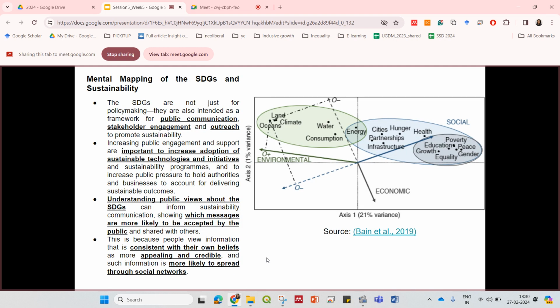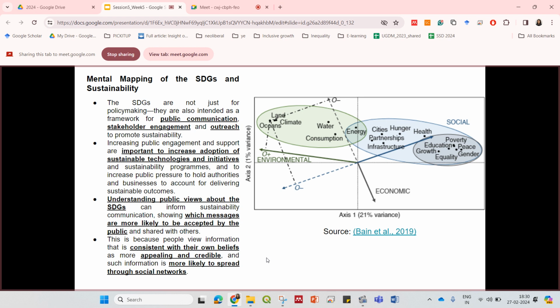Okay, so the next doubt, which was there in the previous session, it was not a doubt exactly, but it was an additional question related to SDGs and sustainability. So I think in one lecture, there is some discussion about mental mapping of SDGs and sustainability.